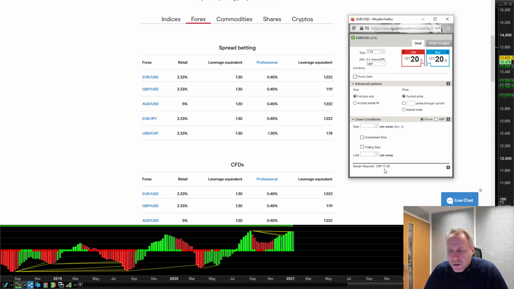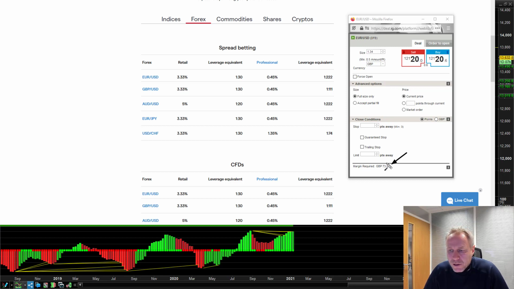Now down here is the margin requirement. Now that is how much money, as I keep saying, that I have to have in my account to be able to open this trade. If I didn't have that amount of money in my account, I will be rejected. A little box will come up saying, trade has been rejected, you do not have enough funds in your trading account.